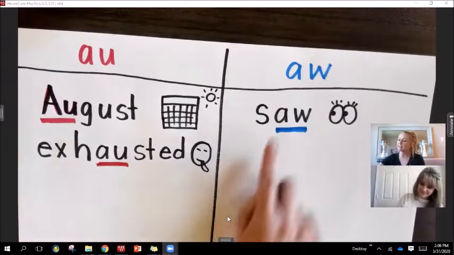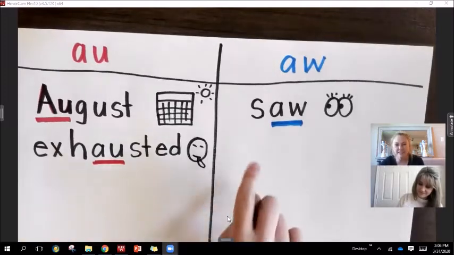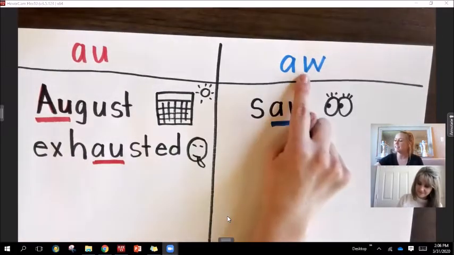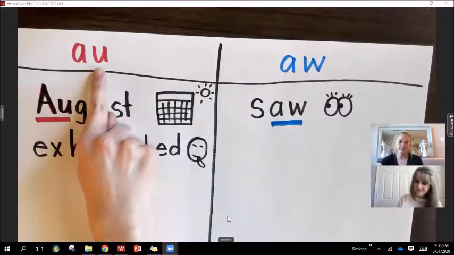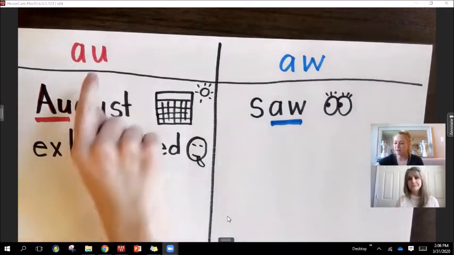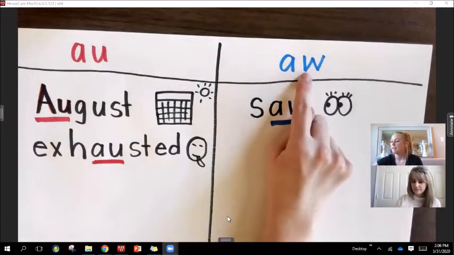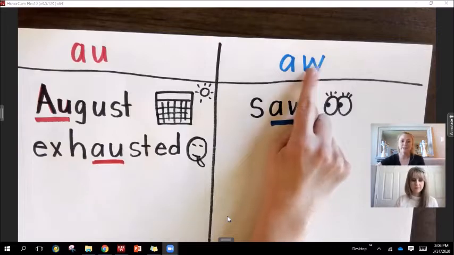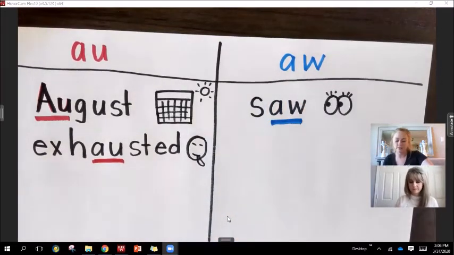Straw. So we're going to add that to the AW side, because remember what I said, that little secret, how I said a lot of times a word doesn't end with a vowel. So this one, straw, is going to end with the W. It's going to go on this side.